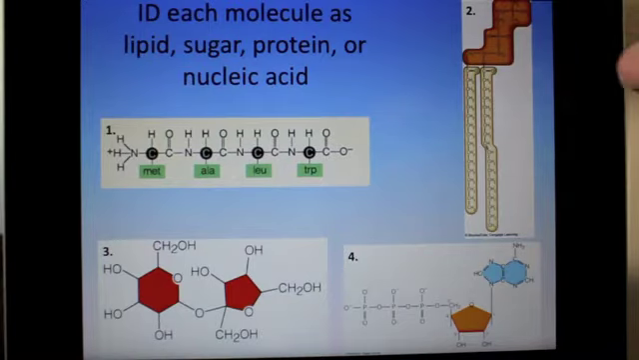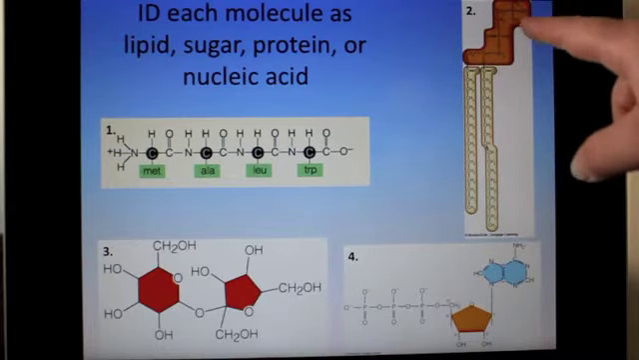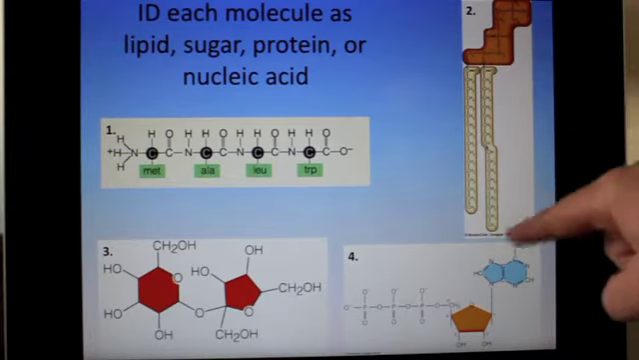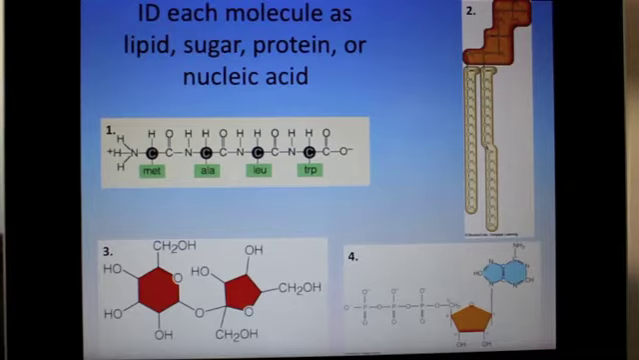Number 2 here, this is a lipid. If you remember from the last lecture, these are phospholipids. They have a polar head that's hydrophilic, it likes water, and a hydrophobic tail that does not like water. This will be important in this lecture.